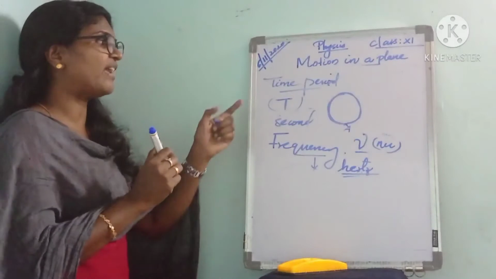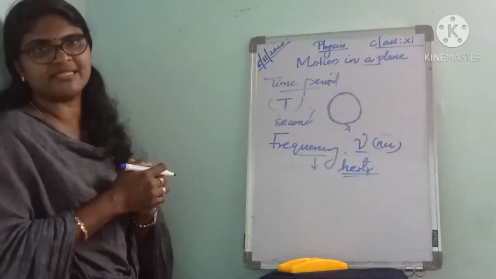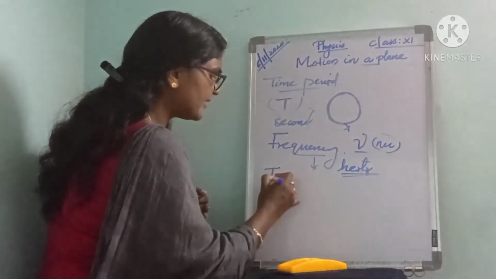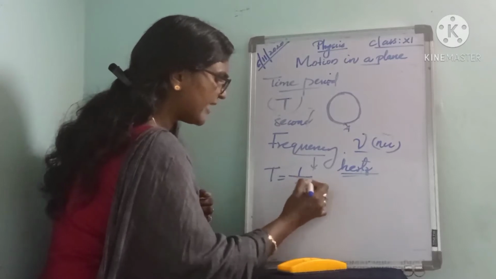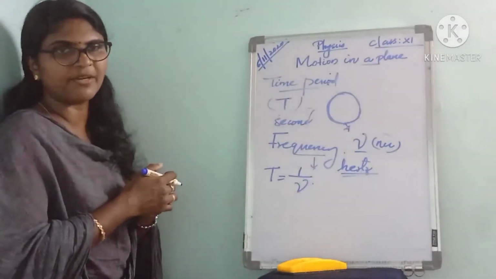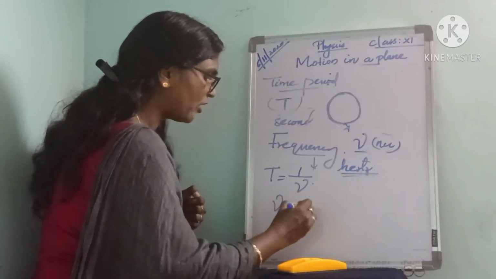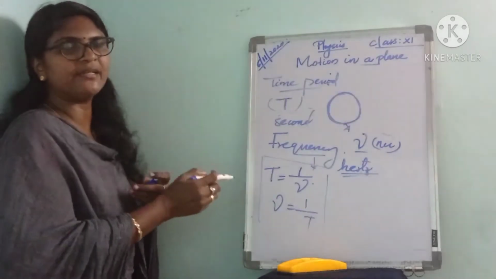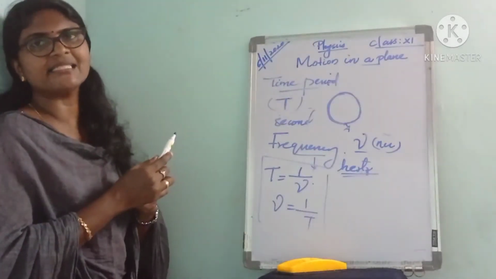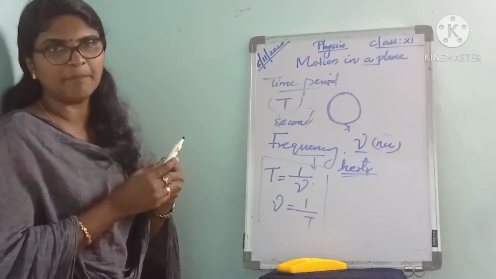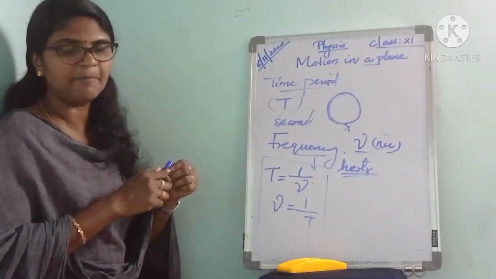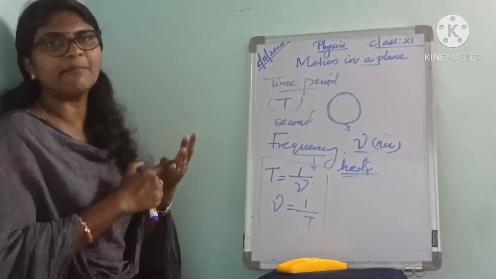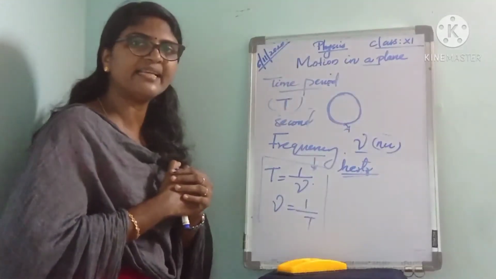Here we have a relation between time period and frequency. That is, time period is equal to the reciprocal of frequency. Also we can write frequency is the reciprocal of time period. That is, the time period T equals 1 by nu, or the frequency nu equals 1 by T. That is the relationship between frequency and time period.